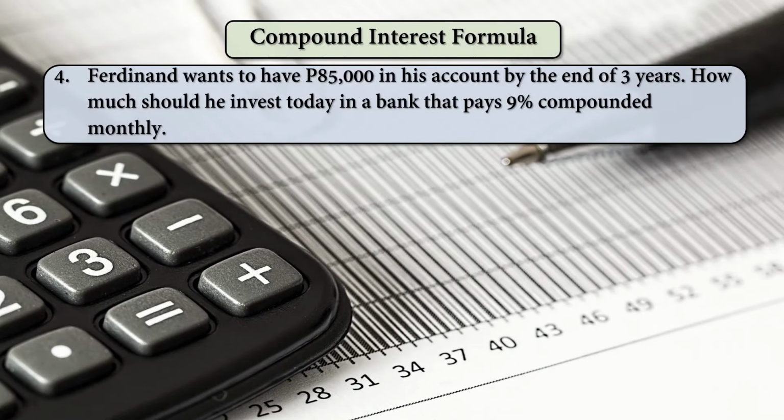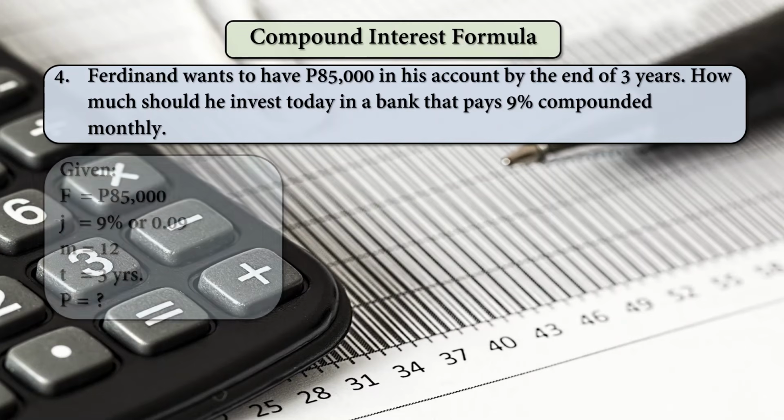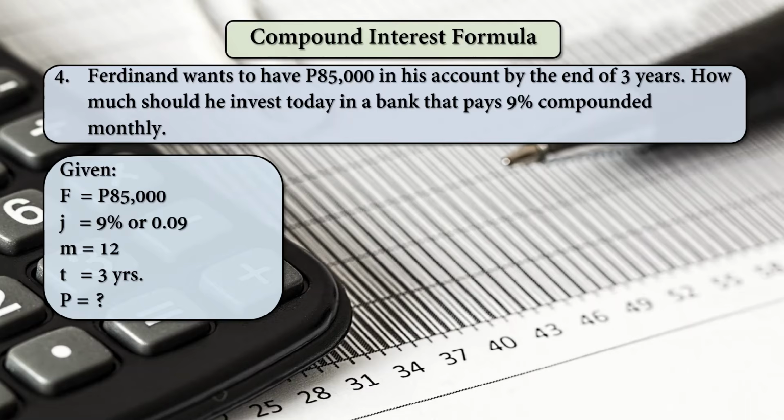Next example, Ferdinand wants to have 85,000 in his account by the end of 3 years. How much should he invest today in a bank that pays 9% compounded monthly? Okay, so in understanding the problem, 85,000 is our F. By the end of 3 years, so that is our T. 9% is our J, and compounded monthly meaning our M is equal to 12.